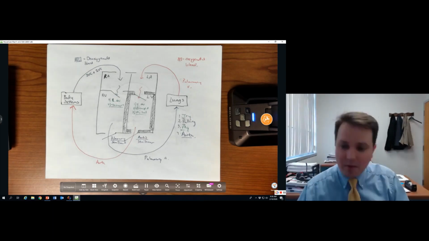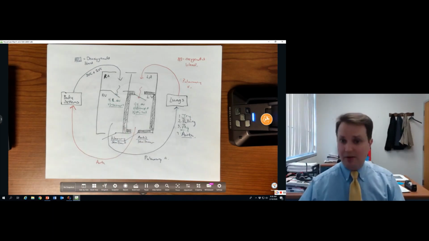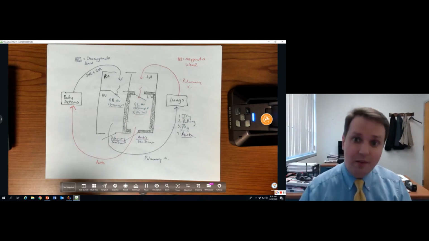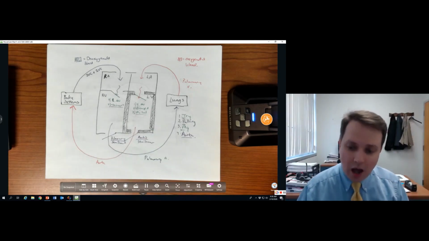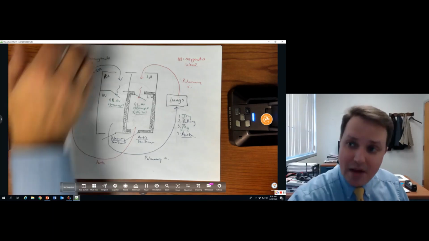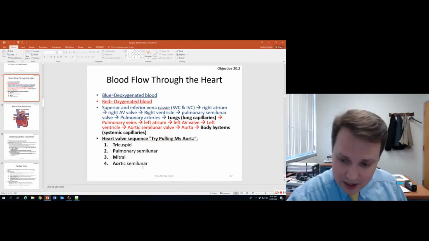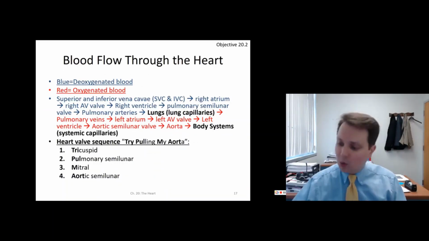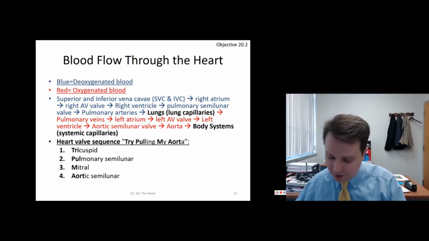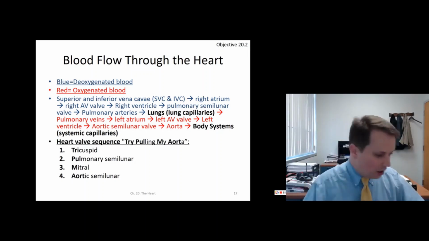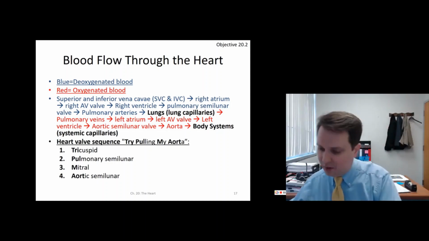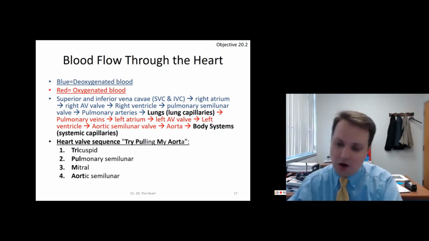There will be multiple questions on this. I'd say a minimum of 3 questions on blood flow through the heart. That's usually my rule of thumb: if something's very important, you're going to see about 3 questions on that concept. Okay, so I'm going to set those aside, and I'm going to put some paper down here that I'll use to draw on in a minute.